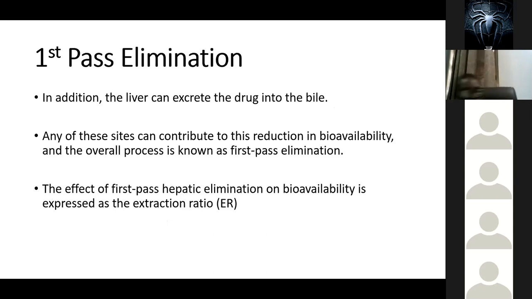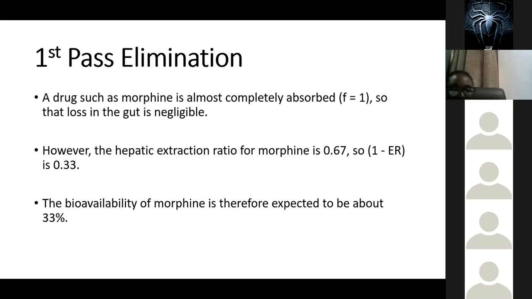So the overall process by which the medication is decreased from the gut to the systemic circulation is known as first pass elimination. The effect of the first pass hepatic elimination on bioavailability is expressed as the extraction ratio. That is the amount of the drug that is extracted from the portal circulation before it is sent into the systemic circulation. In order for us to really understand this, you have to go over your GIT, the absorption, the hepatic circulation, the portal vein, and all that, so that you really understand what I'm talking about.